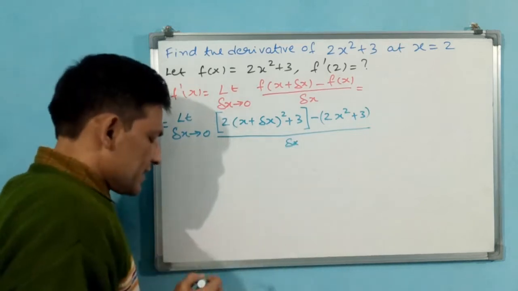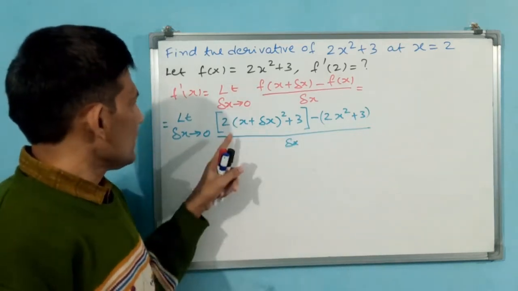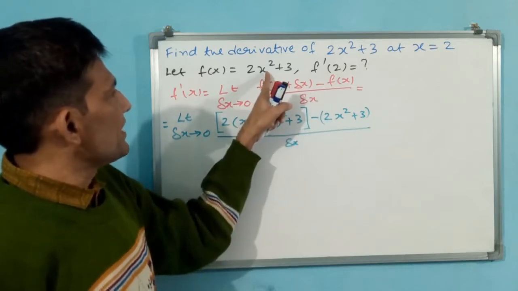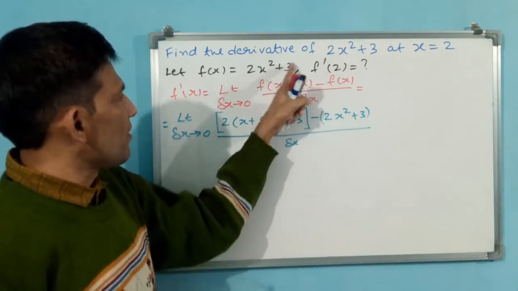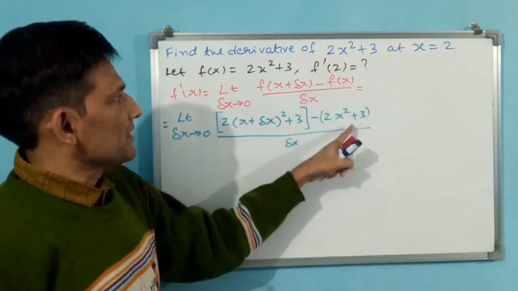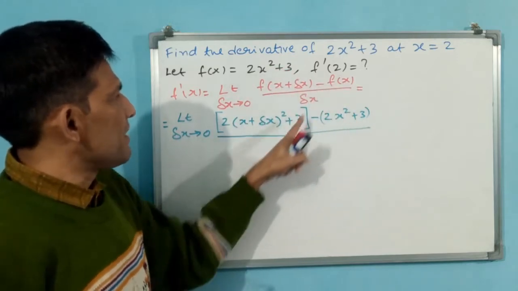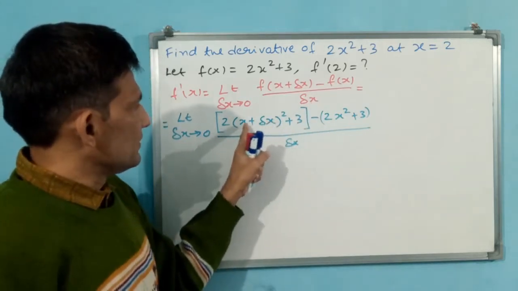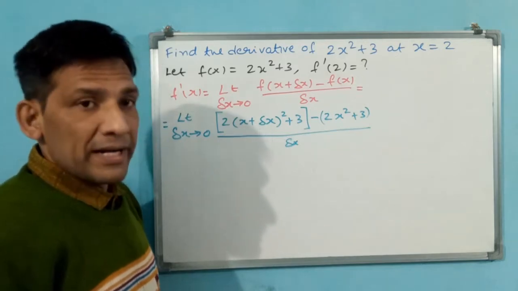First you understand this. Is it correct? x plus delta x means wherever x is there, you have to write x plus delta x. All the remaining function you have to write first. Minus f of x, the same function you have to write again, divided by delta x. Now you expand this one. (x plus delta x) whole square you have to expand now.